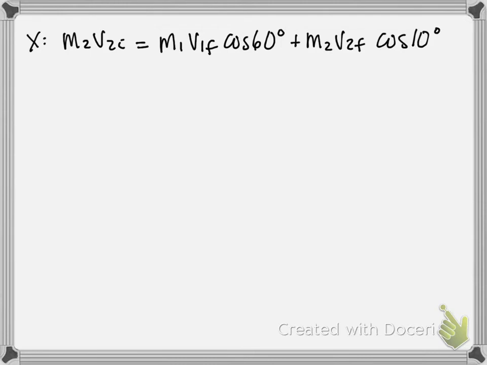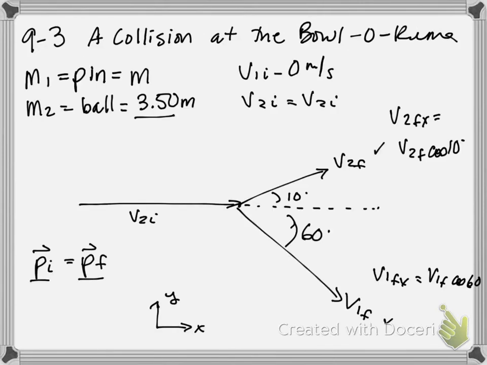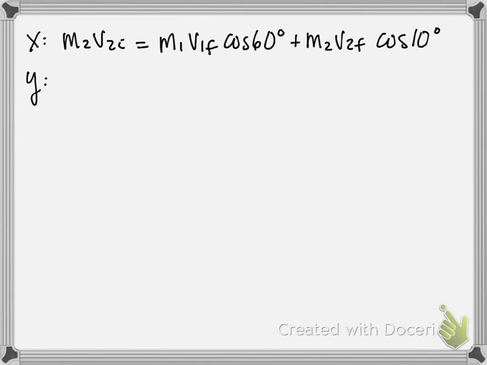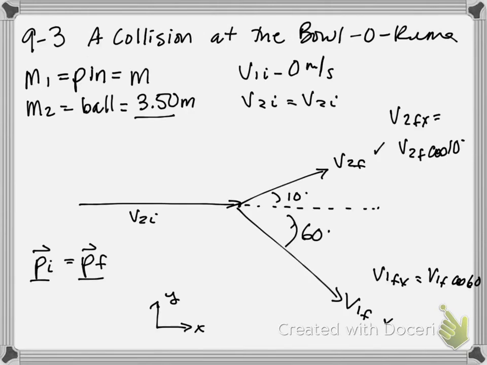Now let's do our conservation of momentum statement for the y direction. Is there any initial momentum in the y direction? And the answer is no. The ball is moving only in the x direction, and the pin's not moving at all. So I'm going to put a big fat 0 there, and that's always a good thing if you can get a 0 somewhere. All right, now let's look at the final y momentum.